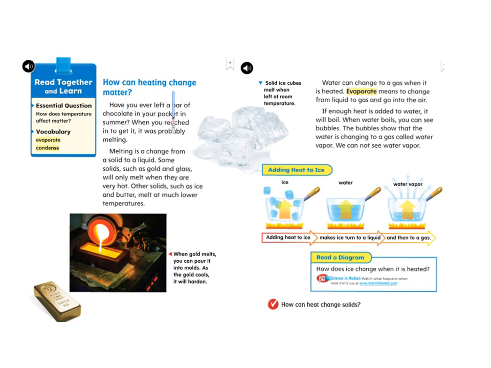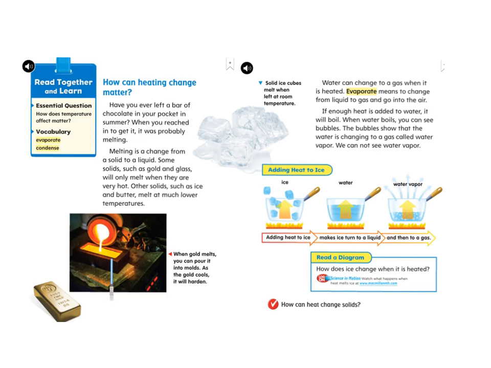How can heating change matter? Have you ever left a bar of chocolate in your pocket in summer? When you reached in to get it, it was probably melting. Melting is a change from a solid to a liquid. Some solids, such as gold and glass, will only melt when they are very hot. Other solids, such as ice and butter, melt at much lower temperatures. So when gold melts, you can pour it into molds. As the gold cools, it will harden.